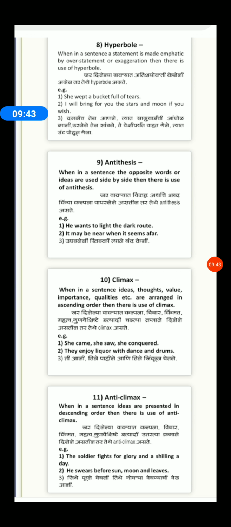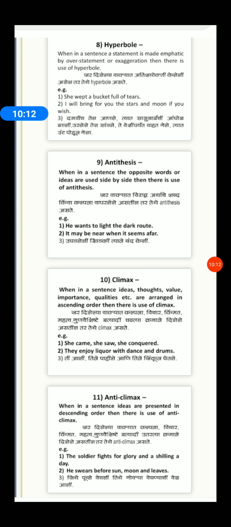Then hyperbole. When in a sentence a statement is made emphatic by overstatement or exaggeration, then there is use of hyperbole figure of speech. जर दिलेल्या वाक्यात अतिशयोक्ती केलेली असेल तर तेथे हायपरबल फिगर ऑफ स्पीच असते. Example, let us see an example. She wept a basket full of tears.